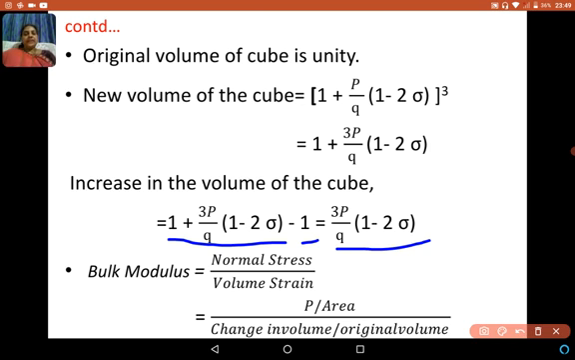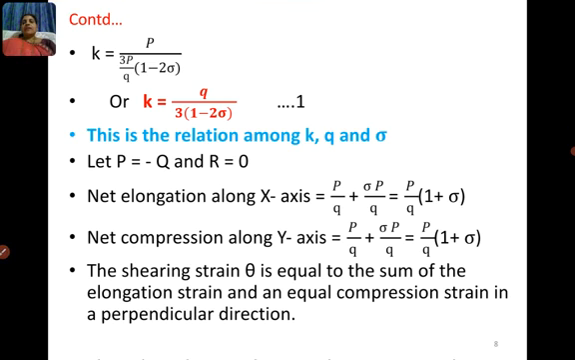Then volume strain is change in volume to the original volume. Then K is equal to P by 3P by Q into 1 minus 2 sigma, or K is equal to Q by 3 into 1 minus 2 sigma. This is equation 1. This is a relation among the bulk modulus, Young's modulus and Poisson's ratio.